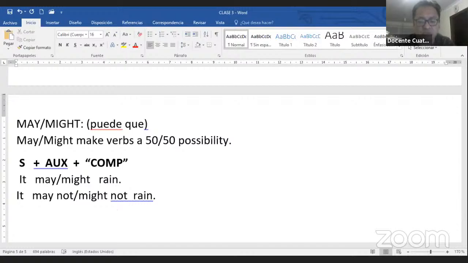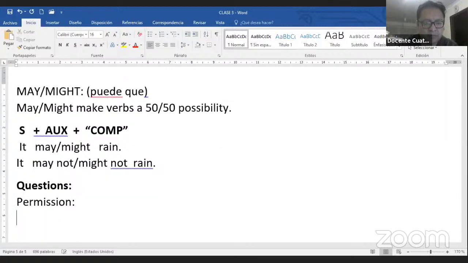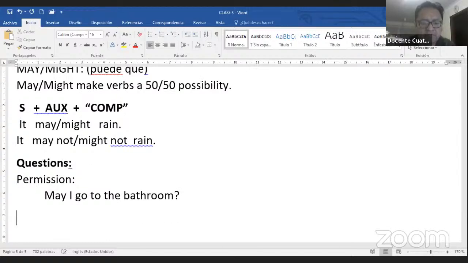Nice. Now, with questions is different. That's why in sentences, may and might, the same, not a problem. But in questions, you have permission, or you can ask permission with may. Okay? And you ask possibility with might.